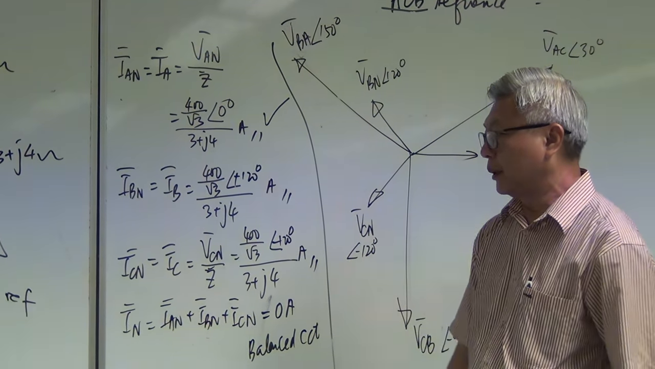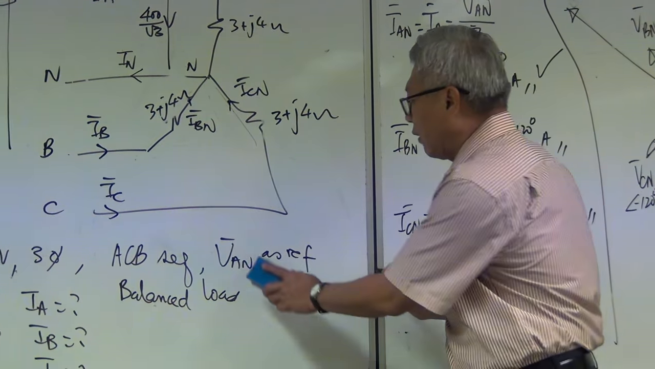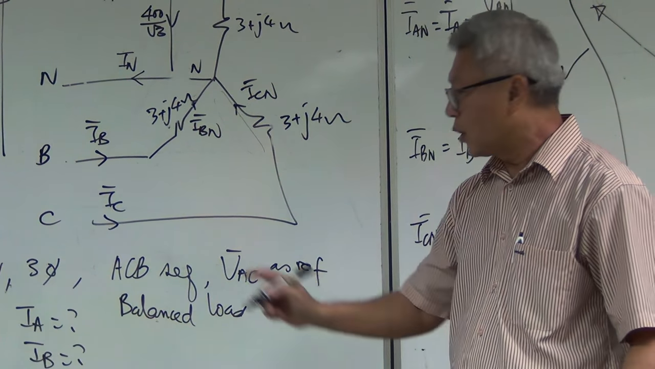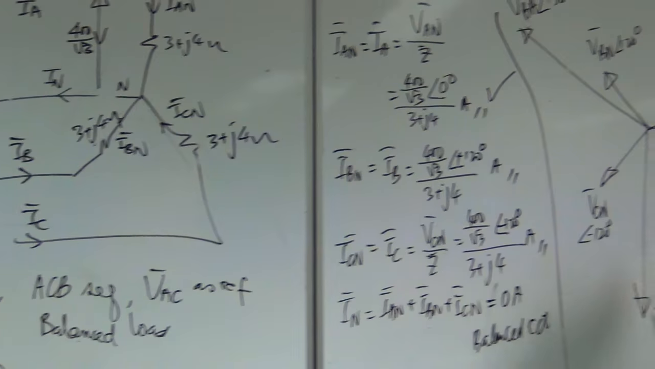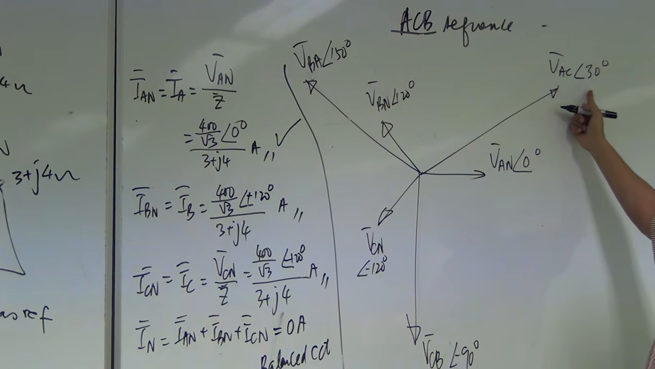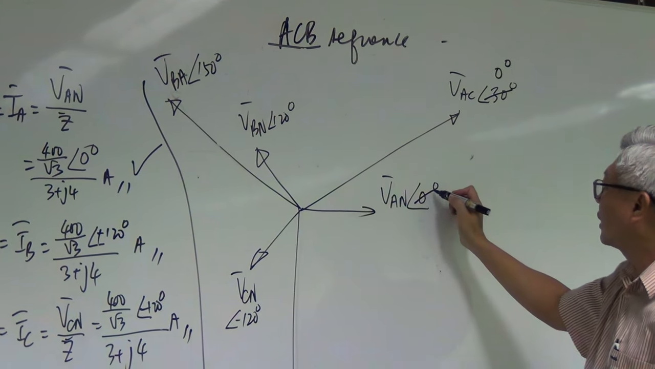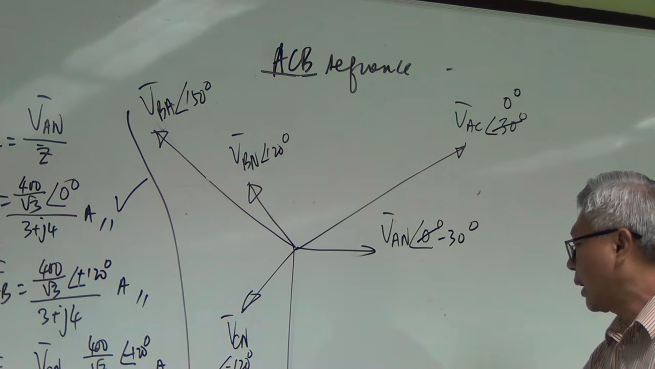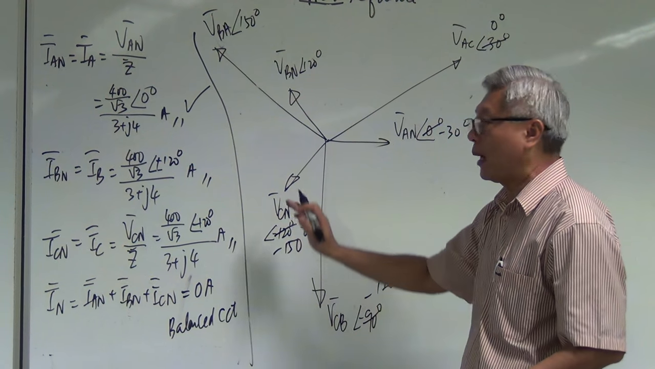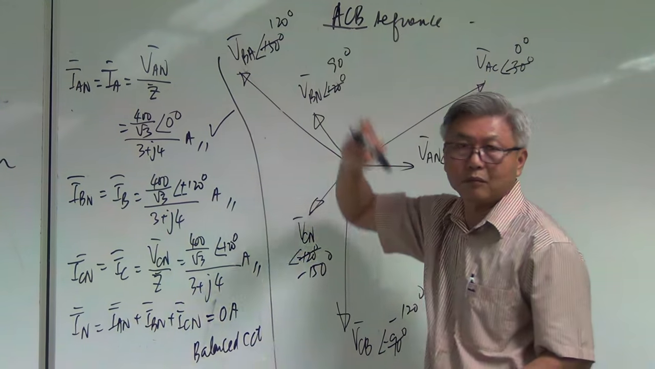Let's try another example. It's still ACB sequence, but this time I don't want VAN as a reference, I want VAC as a reference. So ACB sequence, I refer to this phasor diagram. And the question says VAC as a reference, meaning I want this to be the reference. How to make this the reference? Here becomes 0 degree, minus 30, here becomes minus 30, here becomes minus 120, here becomes minus 150. Everywhere you go, minus 30. Here becomes 90, here becomes 120.